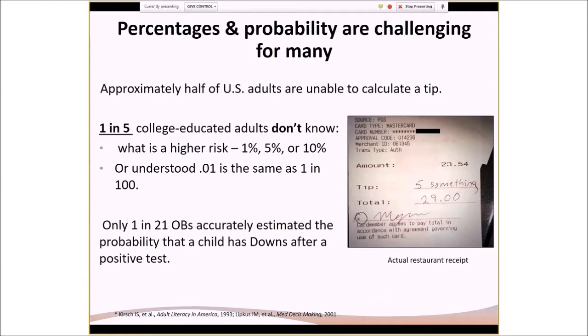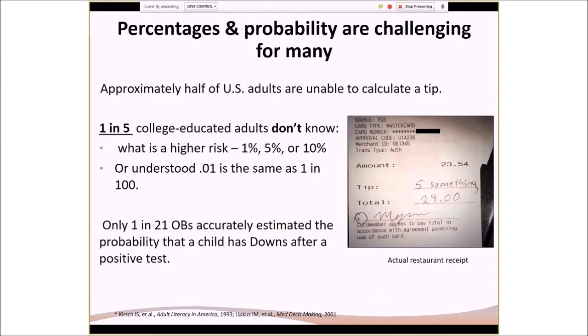So look at this supper ticket. It's $23. The tip is 5 something, so that's about $29. And so I think this is maybe characteristic of many of us. Approximately half of U.S. adults are unable to calculate a tip. One in 5 college-educated adults don't know what's a higher risk, 1%, 5%, or 10%, or understood that 0.01 is the same as 1 in 100. And this is not just patients. Doctors have a hard time.